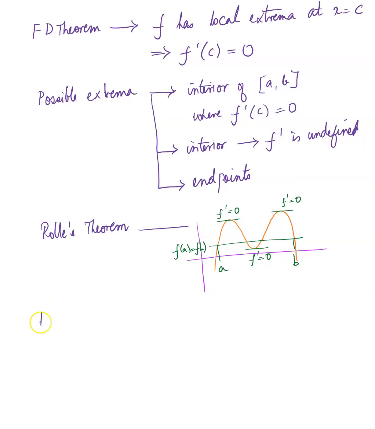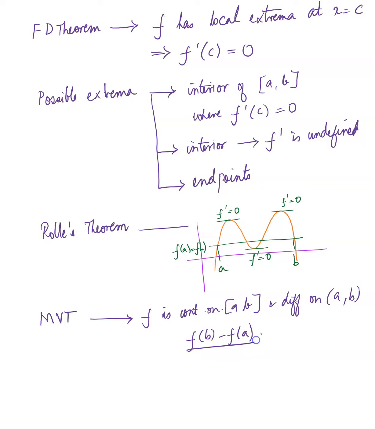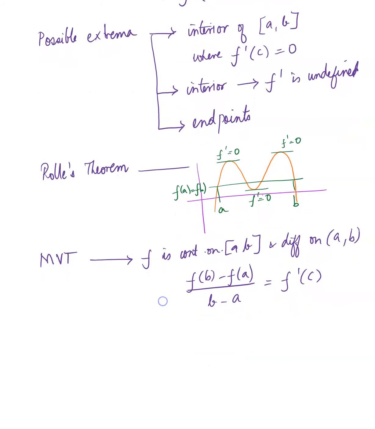Then we looked at the mean value theorem, MVT. That said if f is continuous on [a, b] and differentiable on the interior of (a, b), then (f of b minus f of a) over (b minus a), the slope of the secant line, is the same as the slope of the tangent line. In other words, the average rate of change between a and b equals the instantaneous rate of change at c.